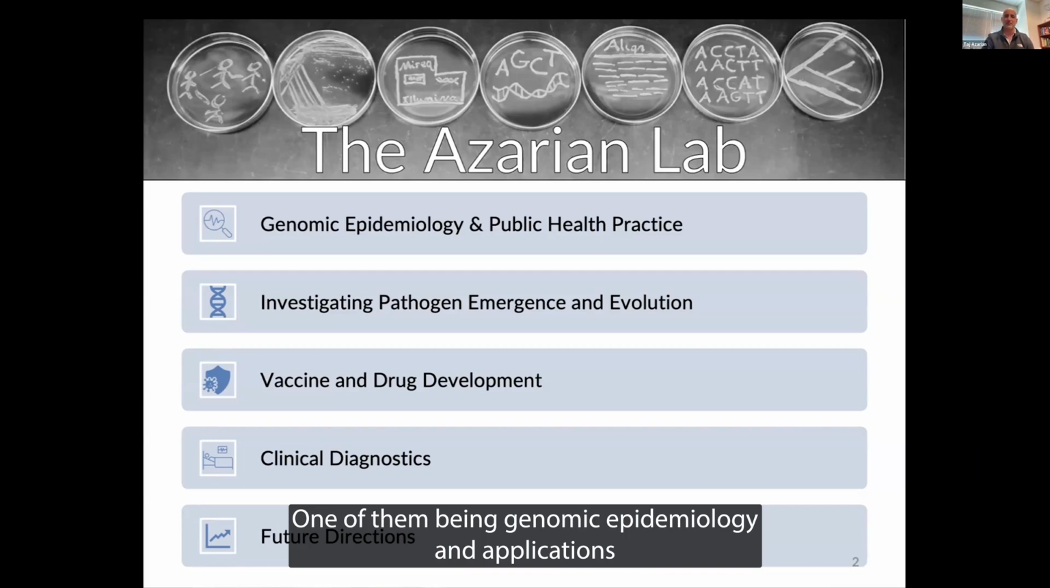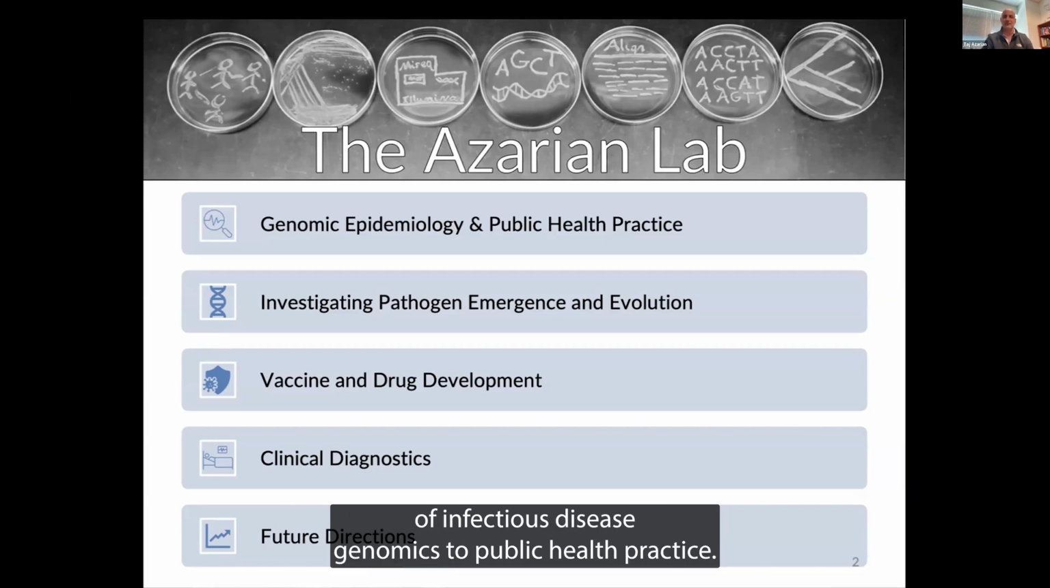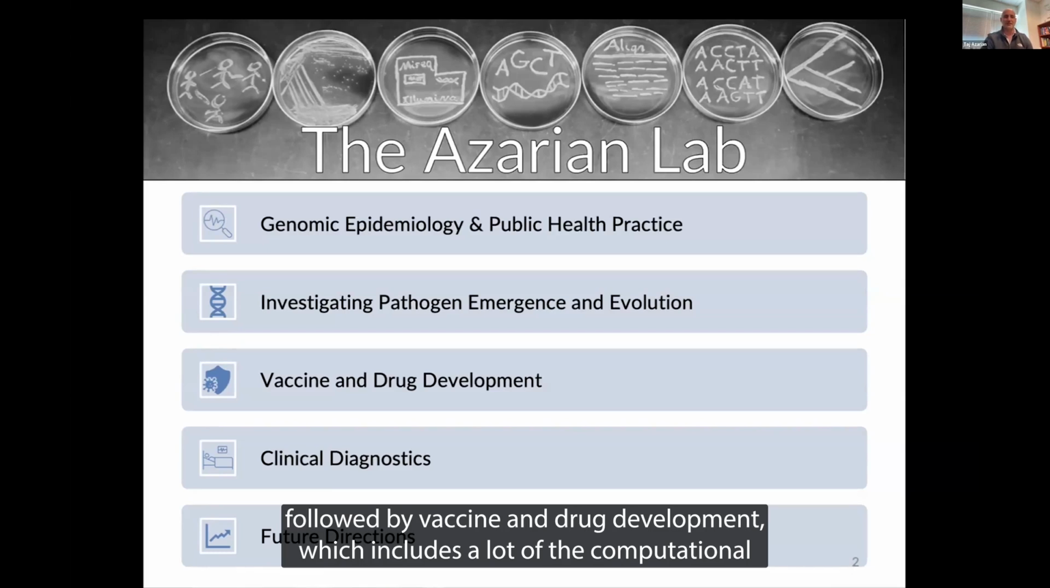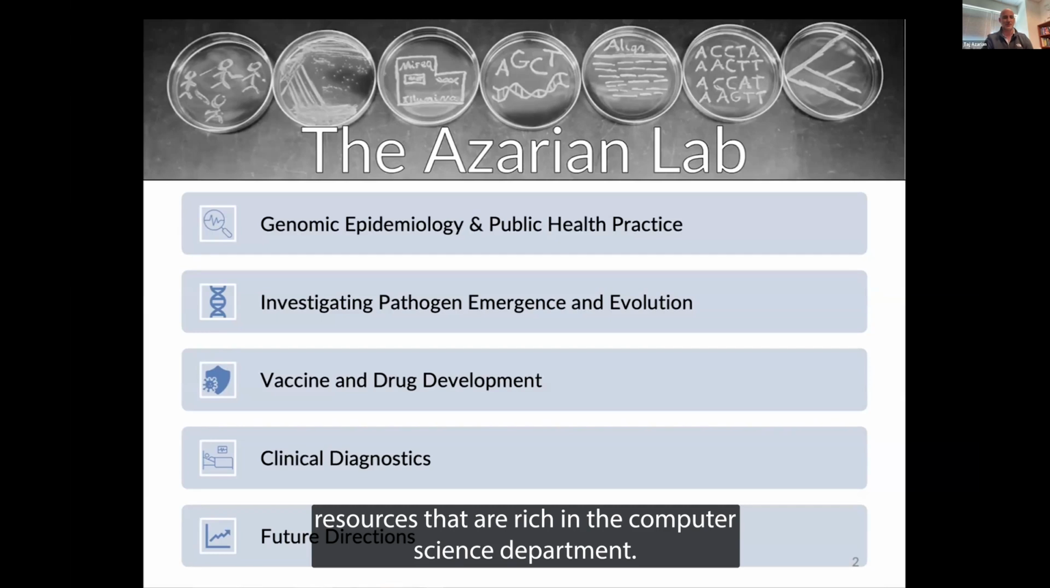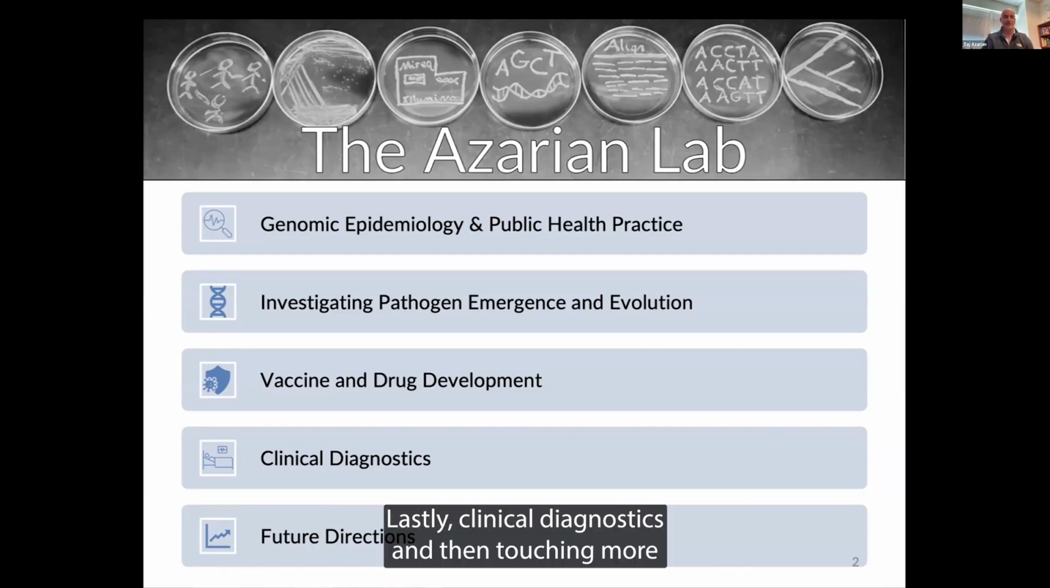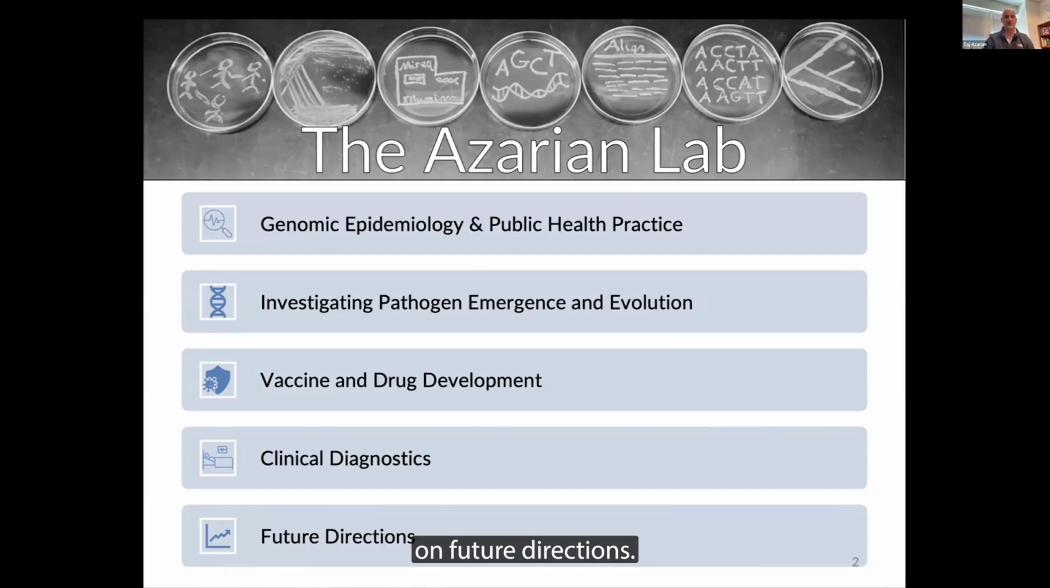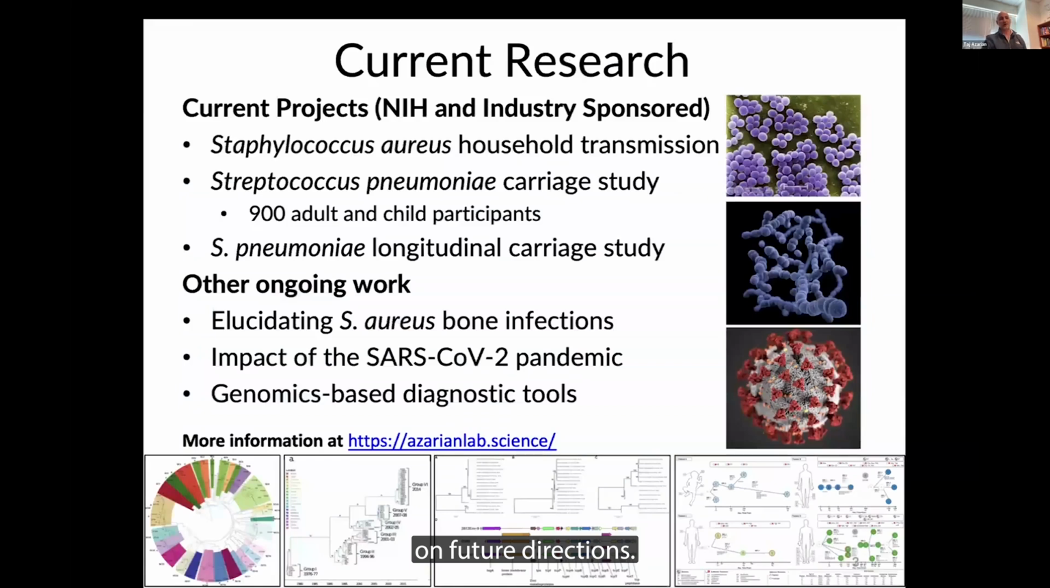One of them being genomic epidemiology and applications of infectious disease genomics to public health practice. The next, investigating pathogen emergence and evolution, followed by vaccine and drug development, which includes a lot of the computational resources that are rich in the computer science department. Lastly, clinical diagnostics, and then touching more on future directions.